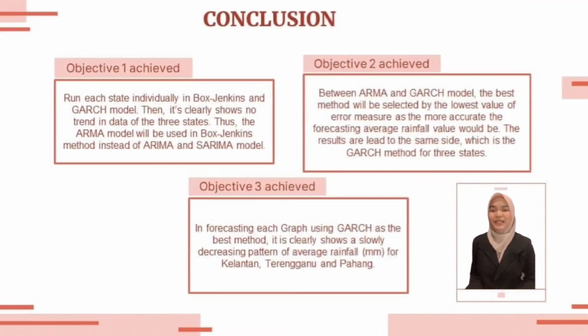Conclusion. In the study we ran each state individually, and it clearly shows no trend for the 3 states. Hence, objective 1 achieved. Between the ARMA and GARCH models, the best method will be selected using the lowest value of error measure, as the forecasting value will be more accurate. Thus, the results lead to the same side, which is GARCH as the best selected method. Hence, objective 2 achieved. In the forecasting graph using GARCH as the best selected method, it shows a slowly decreasing pattern of average rainfall for Kelantan, Terengganu and Pahang in 2021.